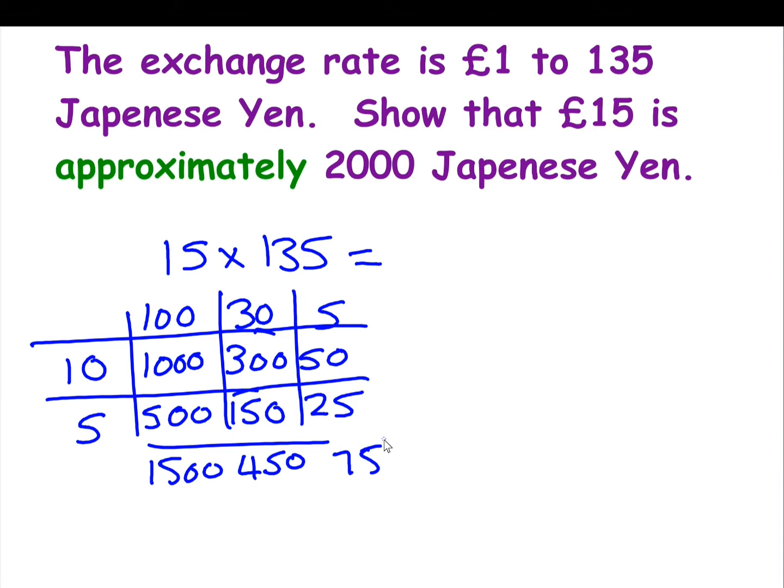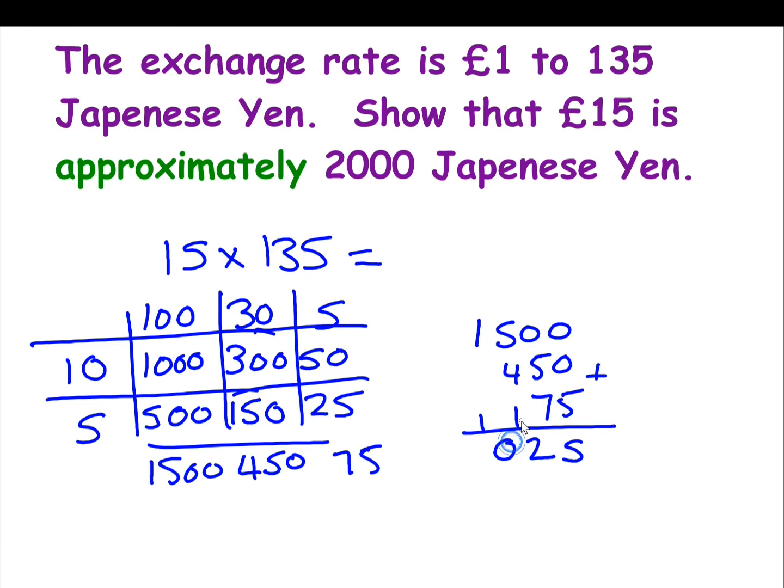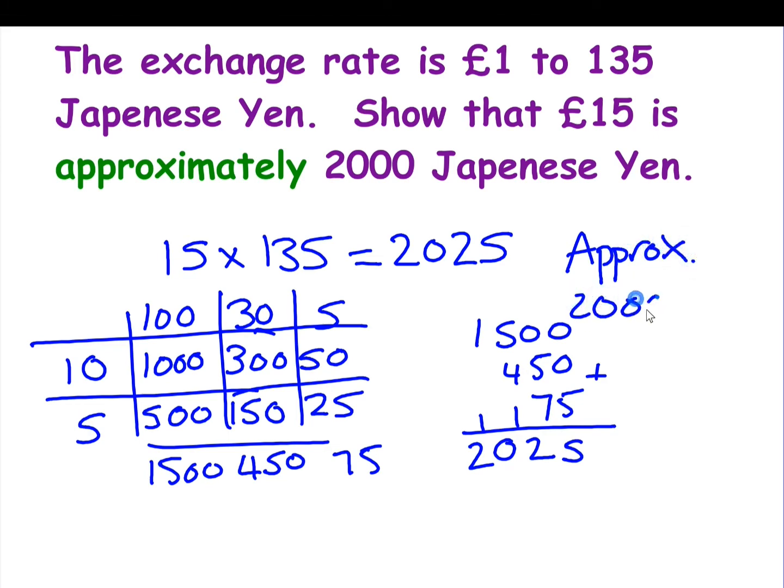Add the three numbers together. 1500, 450, and 75. 5 in this column, 12 in this column, 10 in this column, and 2 in this column. So the exact answer would be 2025. So it is approximately 2,000 Japanese yen.